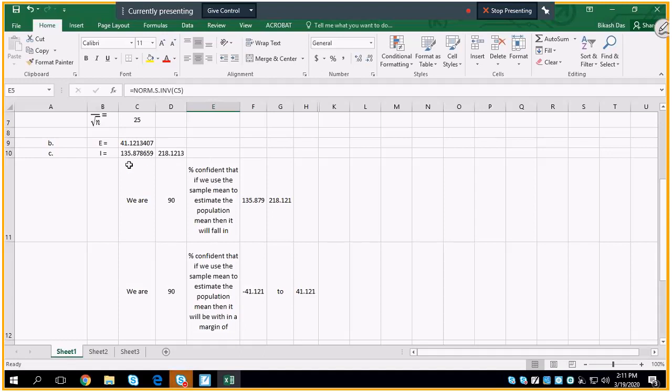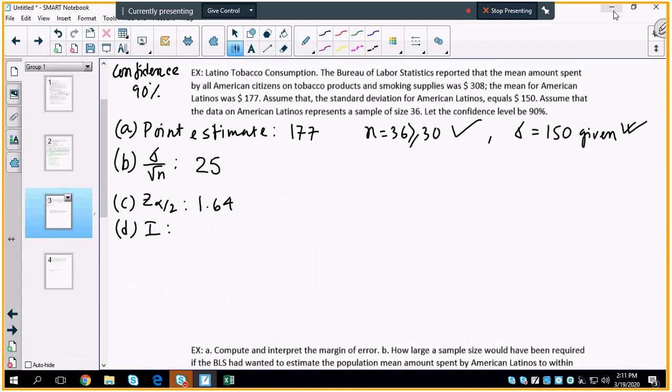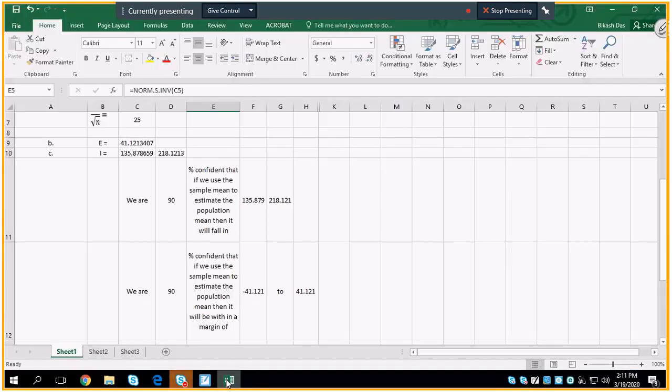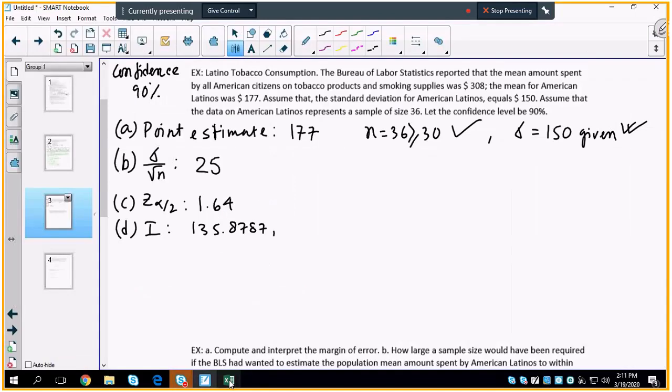So I will say 135.8787, comma, 218.121. That's your confidence interval.